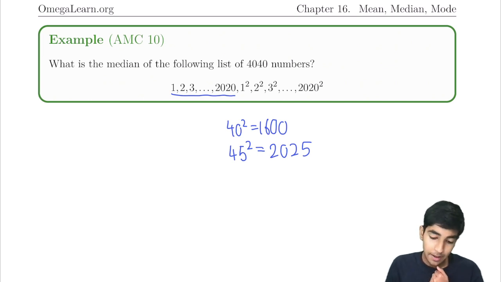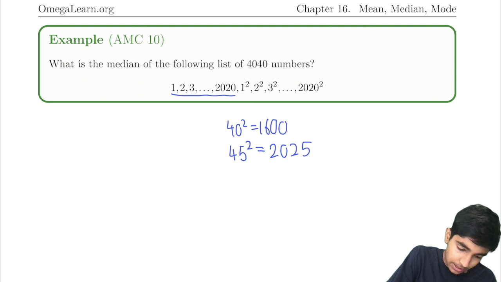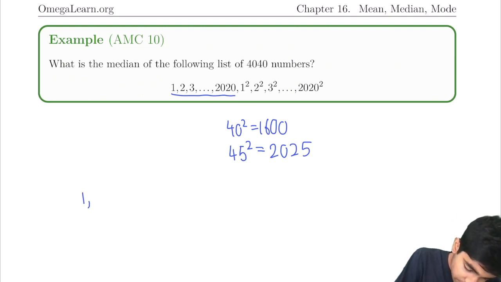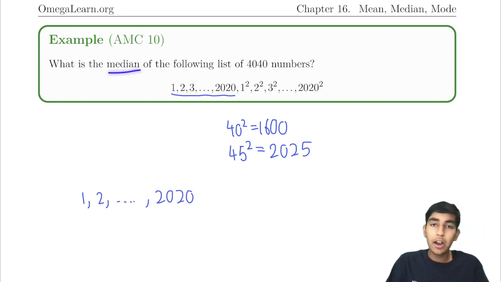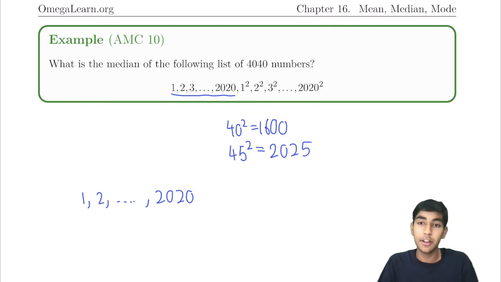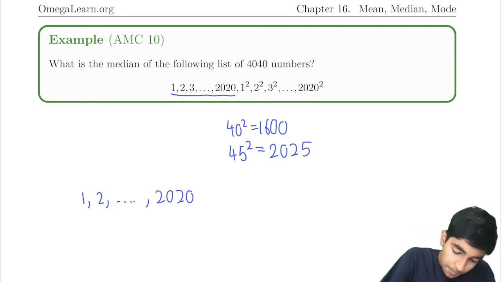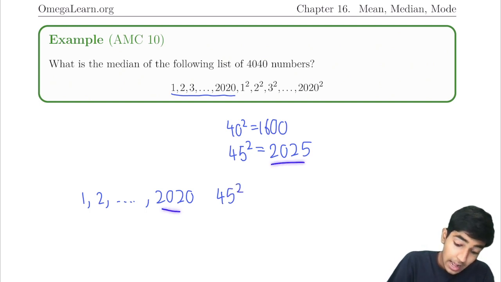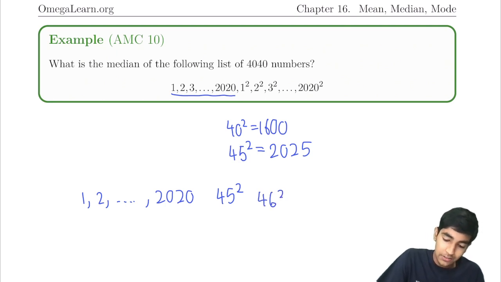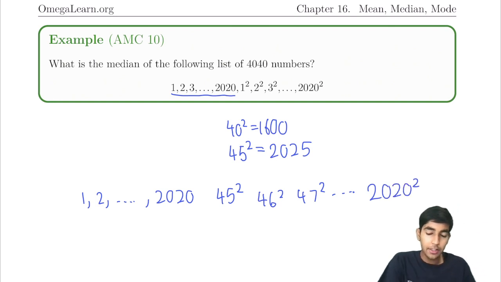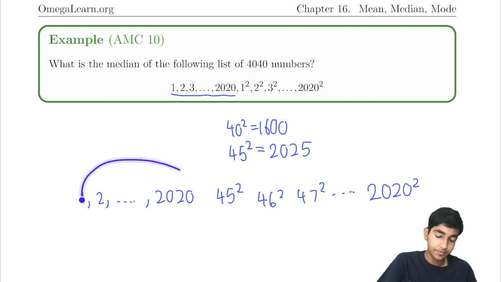So that means that, let's write that out for a second. 1, 2, 2020. Remember, we're looking for median, so we're trying to figure out a way to order the numbers in some way. That's why we're looking for what squares are bigger than all these numbers. And notice how 45 squared is going to be bigger than 2020, right? And if 45 squared is bigger than 2020, so is 46 squared and 47 squared, all the way till 2020 squared. All these numbers are bigger than the numbers from here.